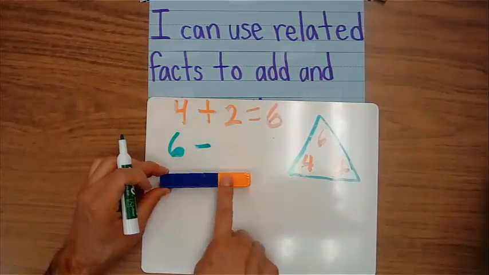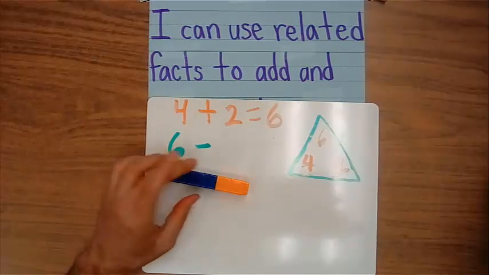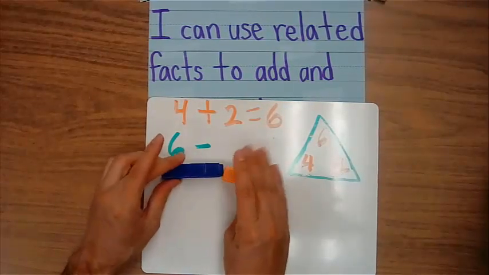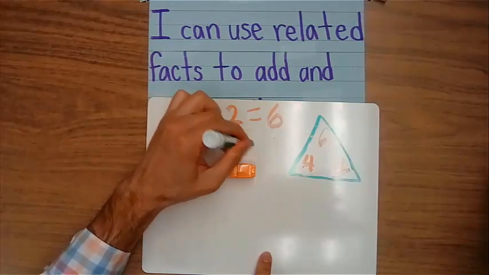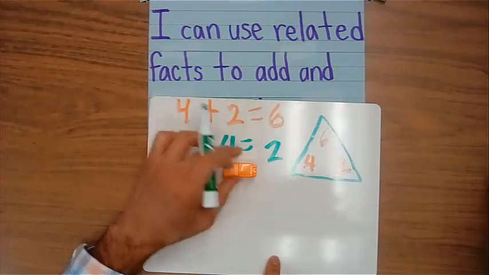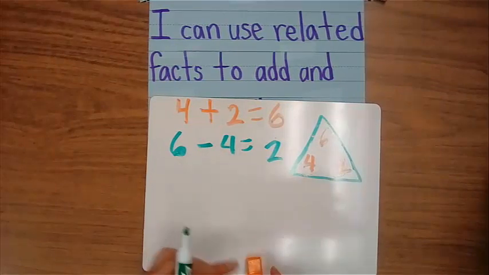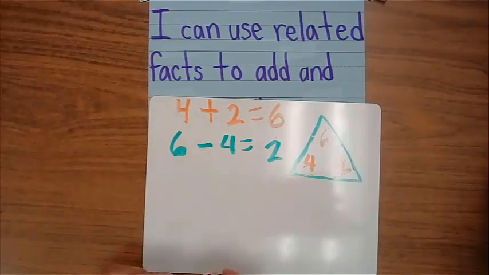So I could say 6 minus, and I could take away one of these pieces. I could either take away the 4 piece or the 2 piece. So I'm going to take away the 4. 6 minus 4 equals 2. And again, I'm using the same numbers because these are related.